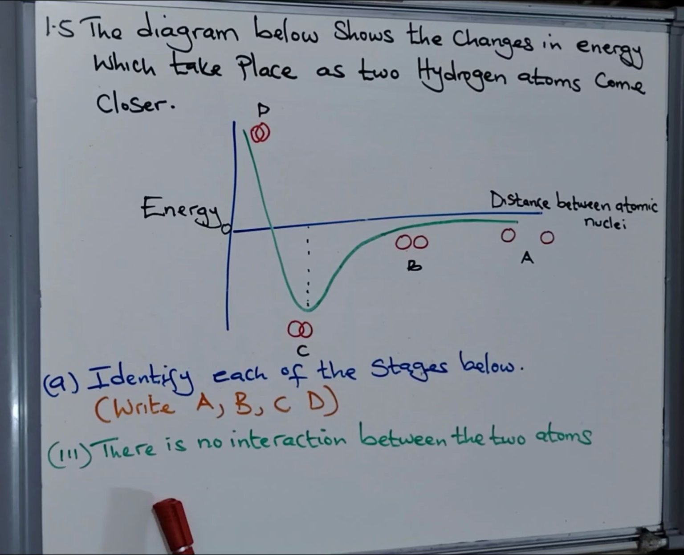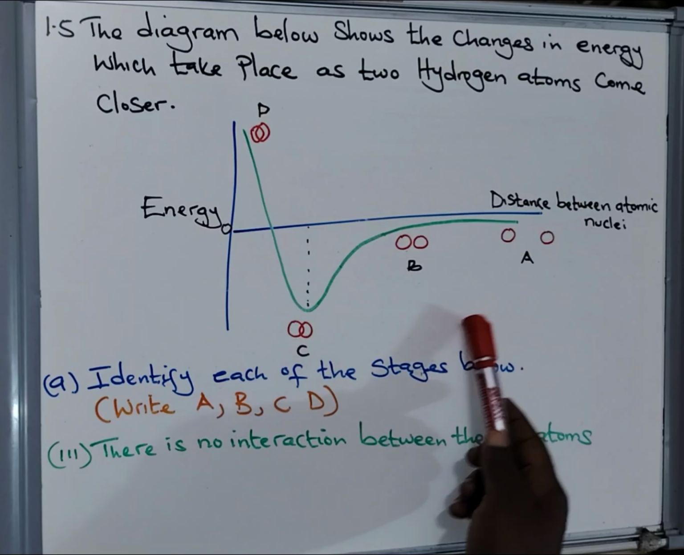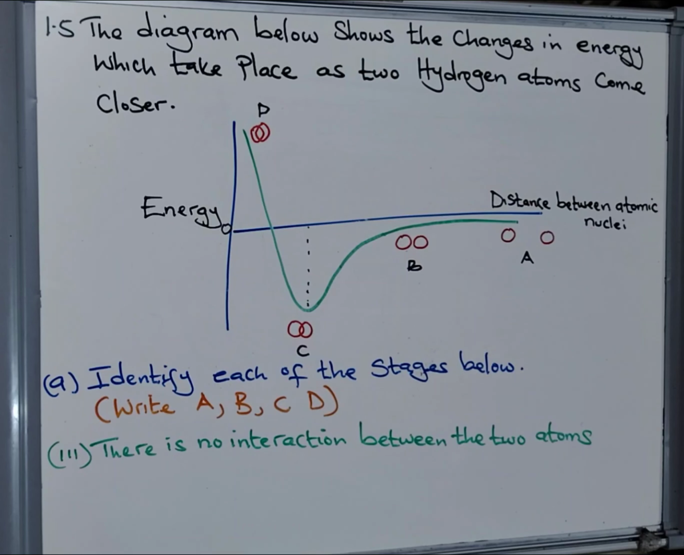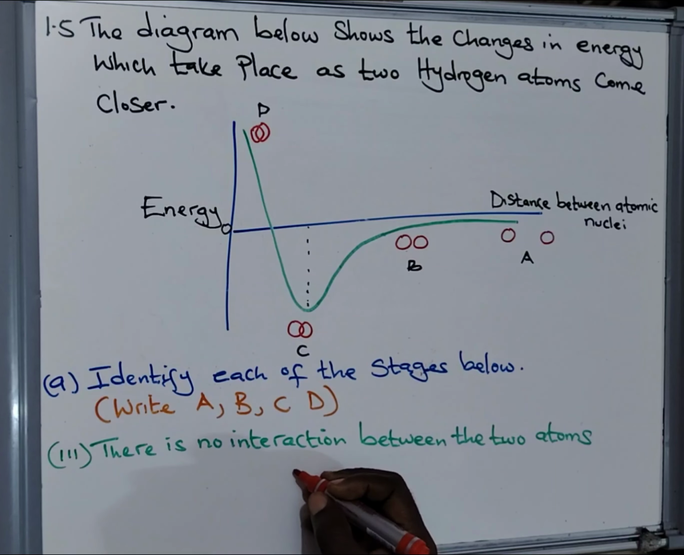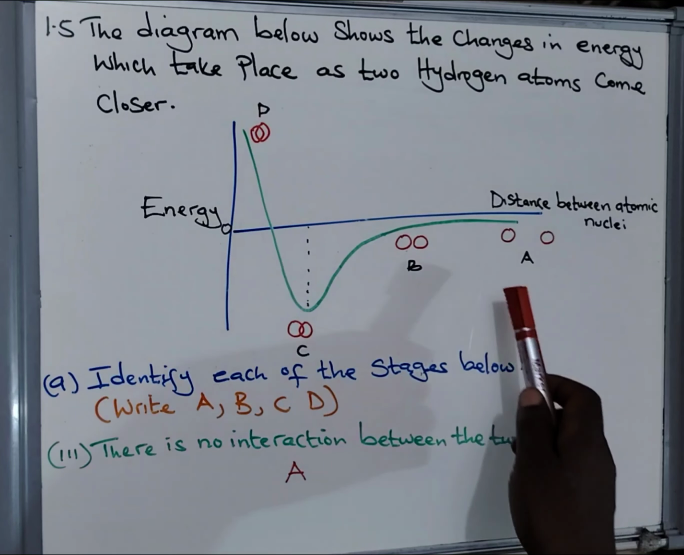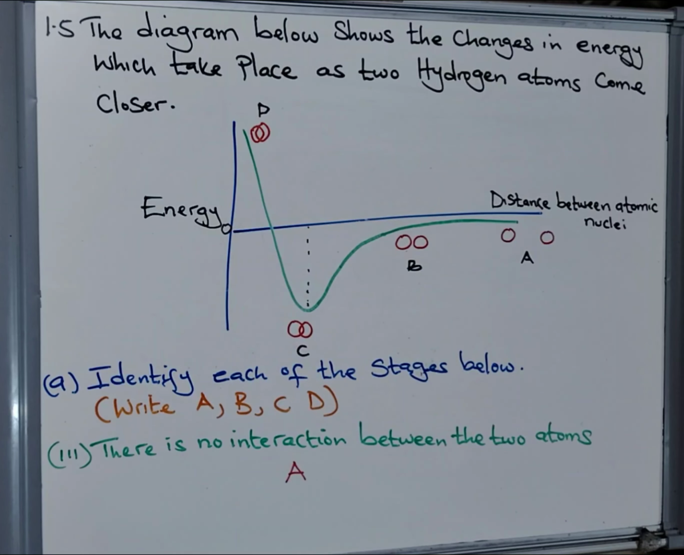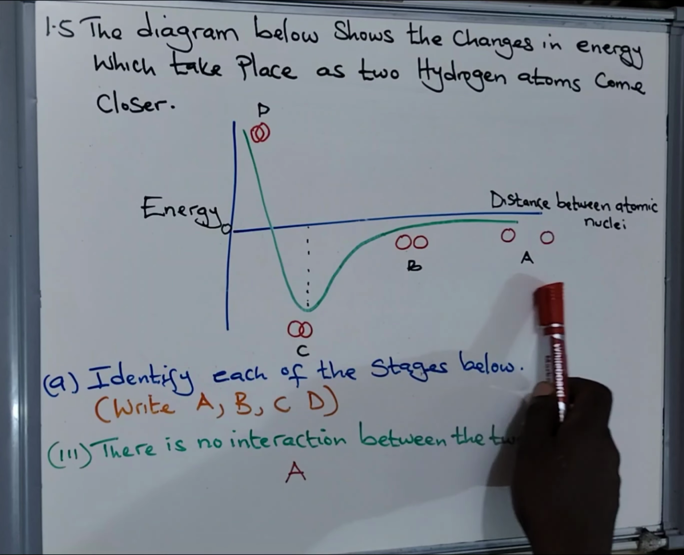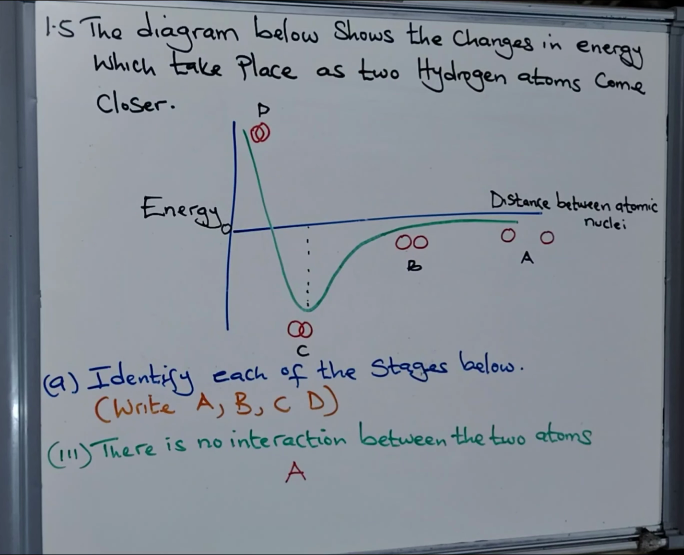Yeah, then comes this one. Says there is no interaction between the two atoms. At what phase between A, B, and C and D there is no interaction? And that is A. At A, the particles are too distant apart that there is no interaction. That is indicated by their potential energy being zero.